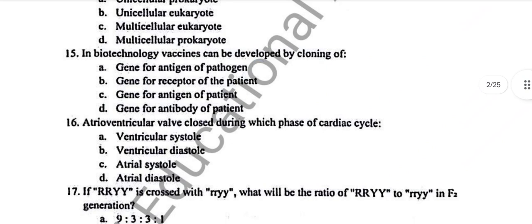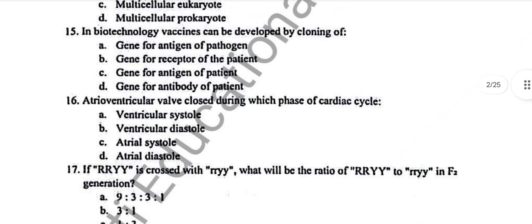Question number 15. In biotechnology, vaccines can be developed by cloning of A. Gene for antigen of pathogen, B. Gene for receptor of the patient, C. Gene for antigen of patient, D. Gene for antibody of patient. And the correct option is A. Gene for antigen of pathogen. Recombinant vaccines use cloned pathogen antigen genes.